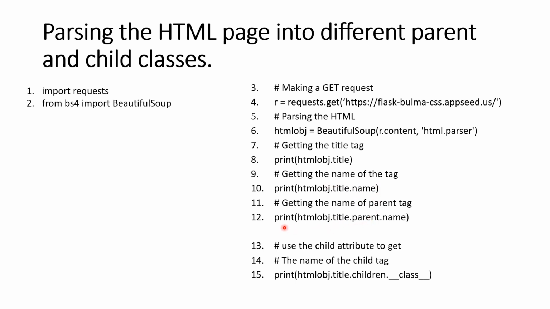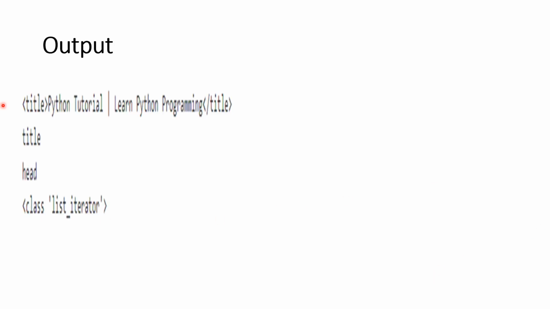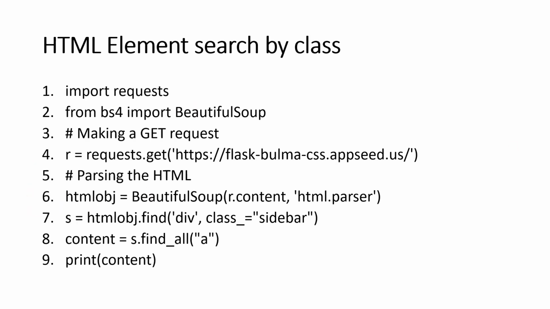Then I have displayed the name of the parent using title.parent.name. Subsequently, I have displayed the class of the children using title.children.class. This is the output. So you can see the four outputs. First one is the tag title, then the name of the tag, then the name of the parent and the class of the children.